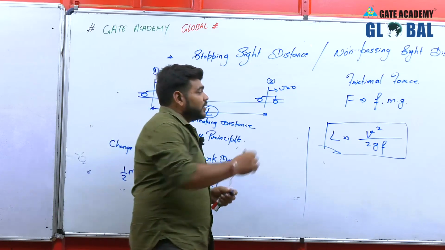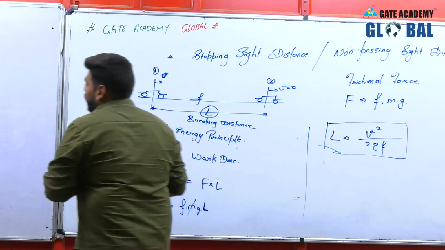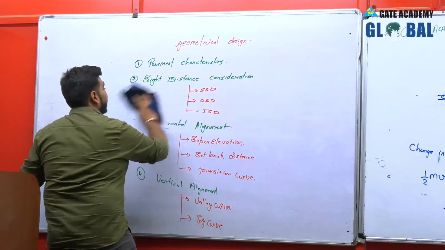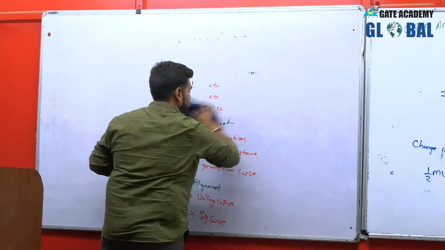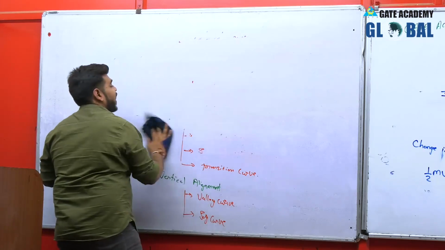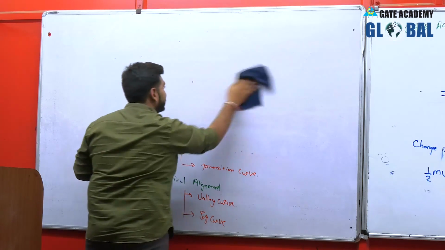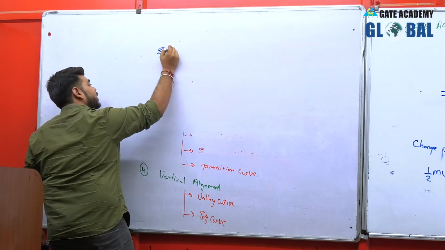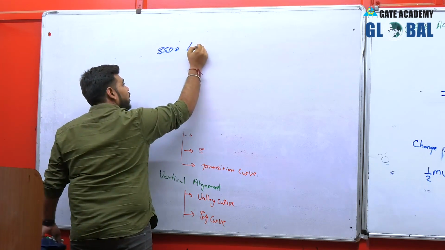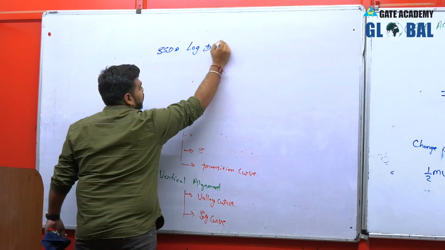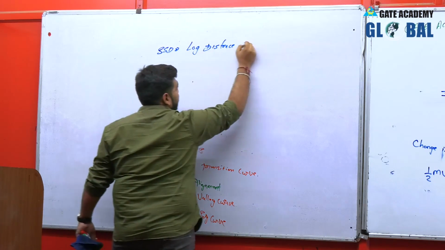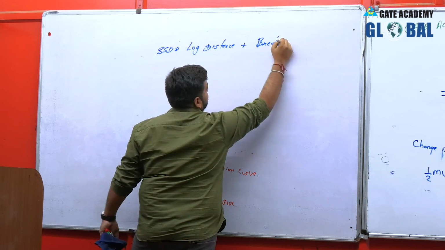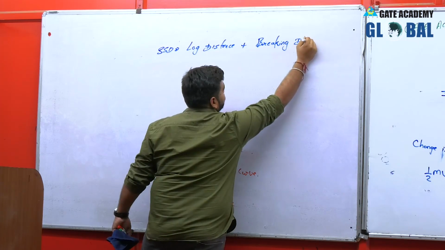So if we talk about the total stopping sight distance, which we get from these two expressions, lag distance and braking distance, we can say that the final expression for calculating the stopping sight distance is SSD is equal to lag distance plus braking distance.